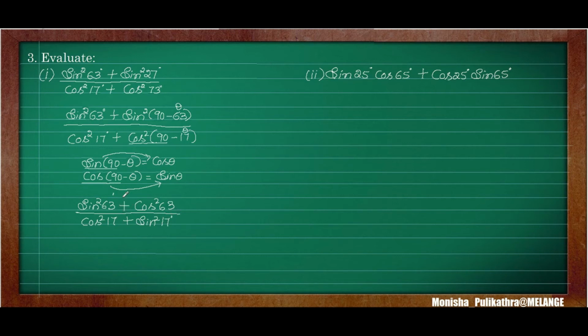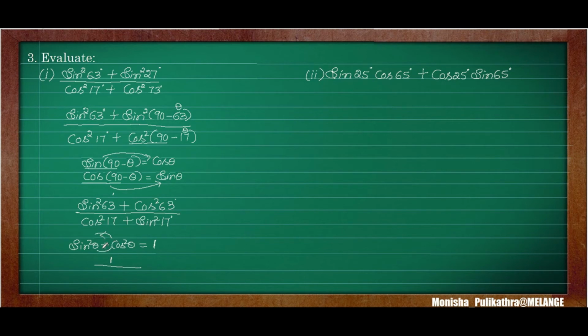Next, there is the trigonometric identity. We know that sine square theta plus cos square theta is always equal to 1. This theta can be any angle or alphabet, for example sine square A plus cos square A, or sine square 30 degree plus cos square 30 degree. The value will always be equal to 1. So here in the numerator, sine square 63 plus cos square 63 is equal to 1, divided by the denominator.